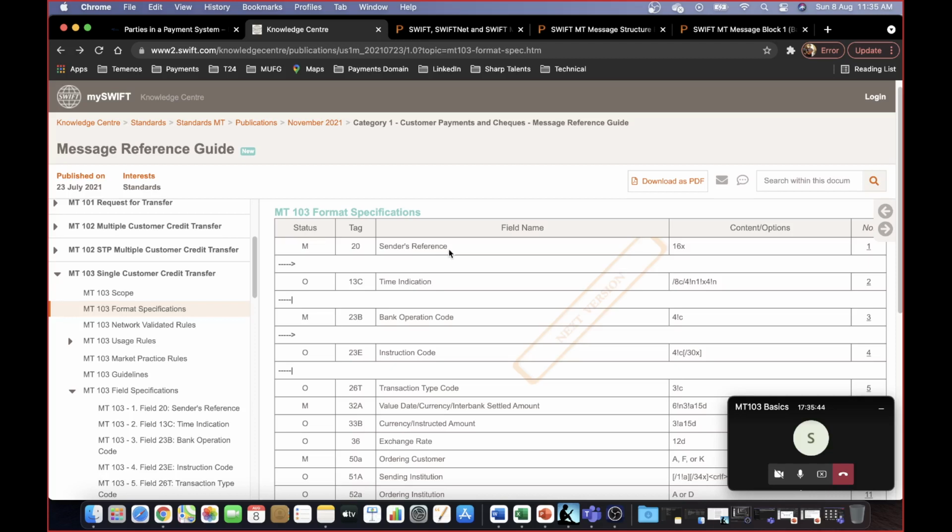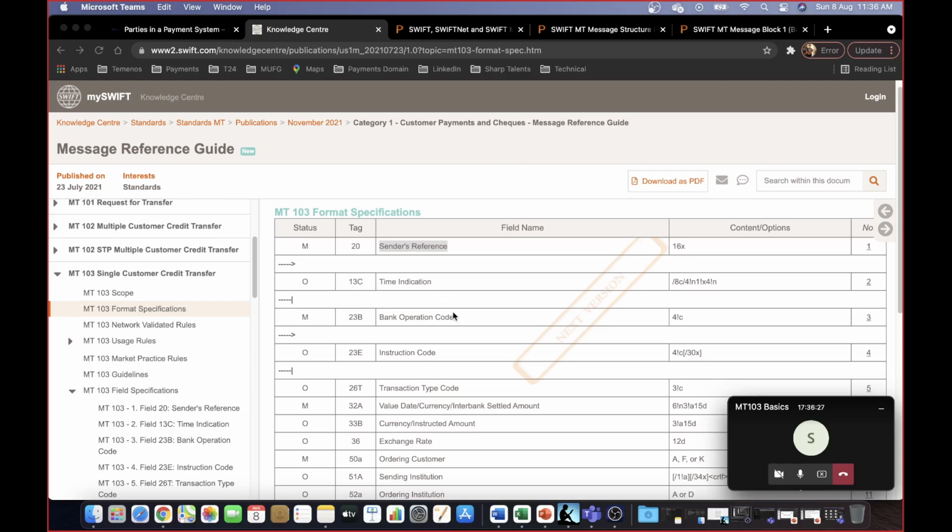We'll quickly go through the mandatory tags alone. 20 is the sender's reference. It is the message reference, a unique number or alphanumeric text present in tag 20 that identifies this payment. Usually the receiving bank will perform a duplicate check on this payment, and one of the criteria that it uses is the sender's reference. There are many cases where sender's references are reused, but that's why I said it's one of the criteria used for duplicate check validation.